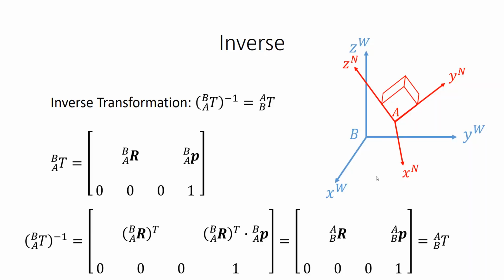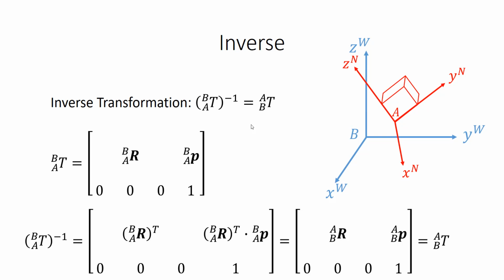Okay, so I want to look at just a couple properties. The first one is the inverse property. If I know the transformation from A to B, but I want to go the other way around, from B to A, the way that you do that is by taking the inverse of the transformation matrix. Very important to note that the inverse of a matrix is not equal to just negating all the values.